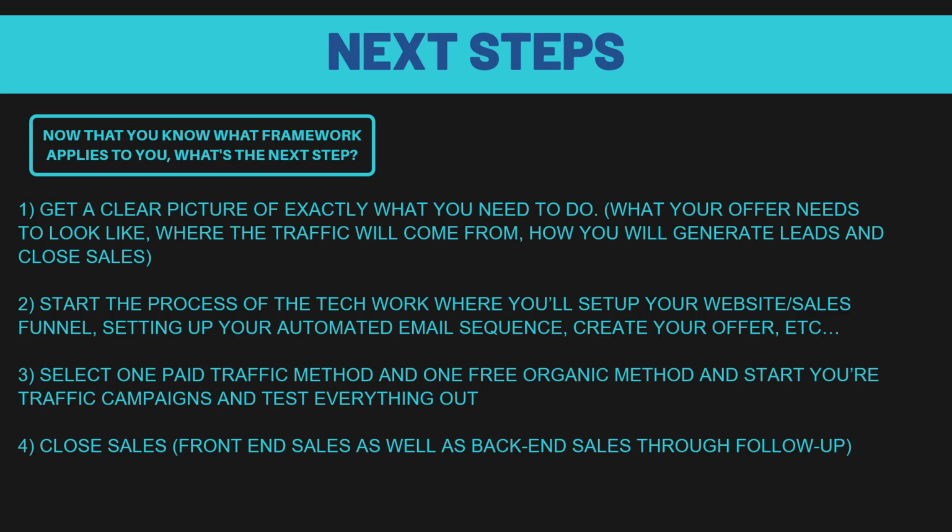Number 2, once you get a clear picture, you need to start the process of doing the actual tech work, where you're going to be setting up the website or the sales funnel. You need to be setting up your automated email sequence, creating your offer. You need to be doing the tech work of actually putting it all together. Then number 3, you need to select one paid traffic method and one free organic method. Then you need to start your traffic campaigns and test everything out.